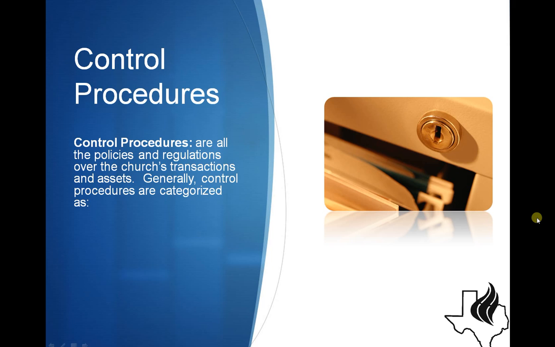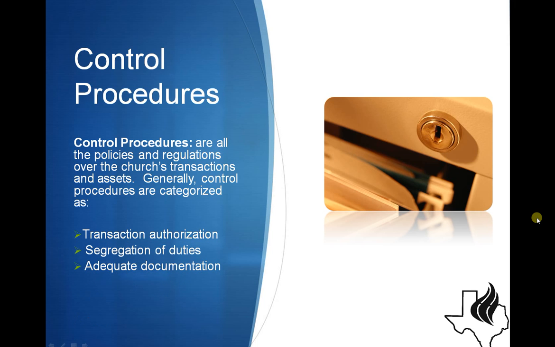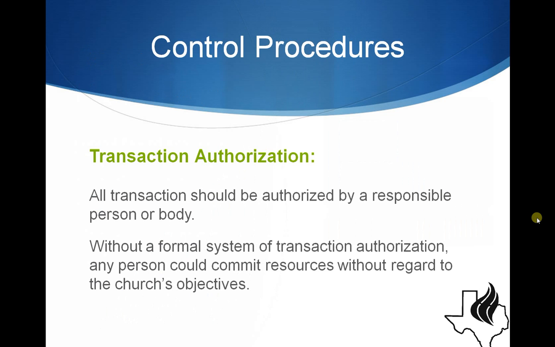Control procedures are all the policies and regulations over the church's transactions and assets. Generally, control procedures are categorized as transaction authorization, segregation of duties, adequate documentation, and access to assets and records.